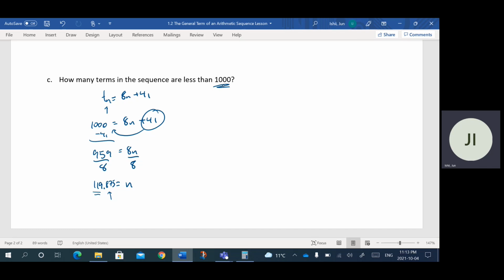So what that means here is that the number of terms that are less than 1,000 is going to be 119. When it comes to this type of question, you always round down, because you're asked to find the location. This number is not in the sequence, and it's almost at 120, but not quite there. So to answer the question, how many terms are less than 1,000, we would always need to round down. So that's going to be 119 terms.